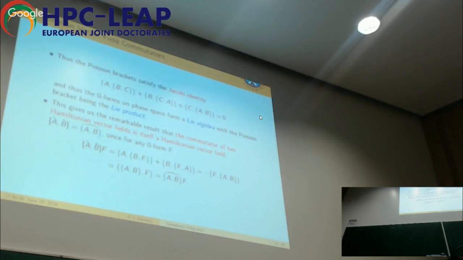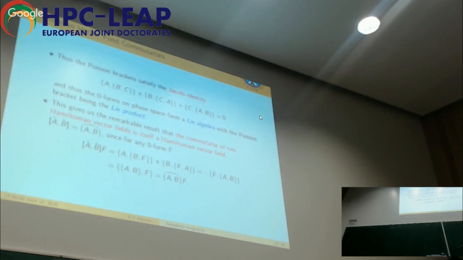So that's fine, that's an interesting observation, but what's really useful from our point of view is the following remarkable result, that the commutator of two Hamiltonian vector fields is itself a Hamiltonian vector field. Now it's obvious that the commutator of two Hamiltonian vector fields is a vector field, right? That was true for any vector fields. But it's not at all obvious that the commutator itself is Hamiltonian, that it corresponds to a zero form.